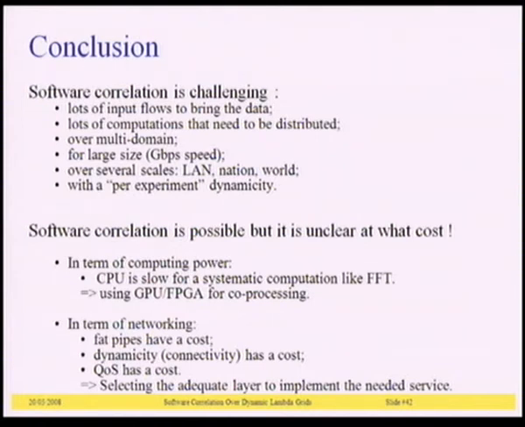To conclude, yes, we can do software correlation. What I call the cost is that we are yet consuming a lot of resources to make something that a hardware correlator can do for a much reduced cost. So that's why we want to investigate more heterogeneous or hybrid architectures, delegating some computation to GPUs and FPGAs. This is something that should happen to improve the performance of the application.